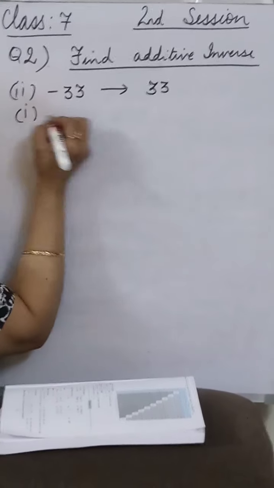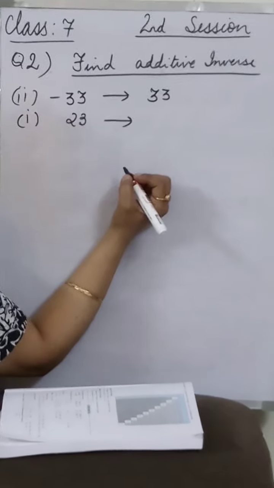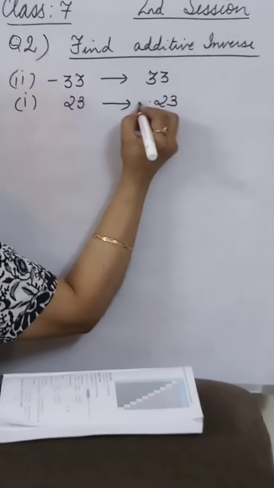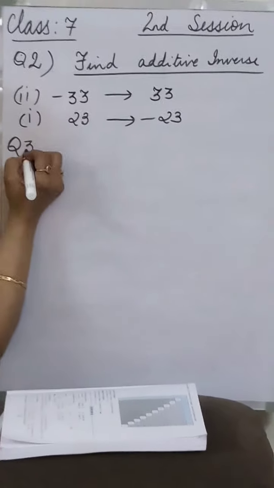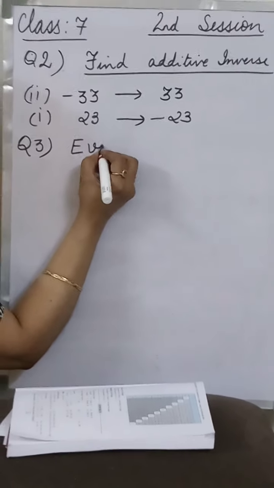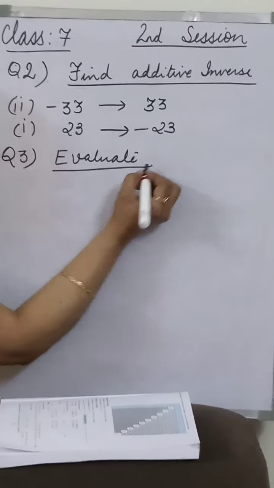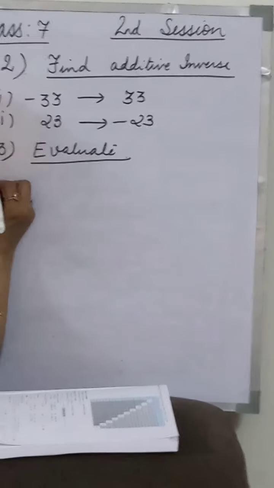I do the first part also. It is 23. What will be the additive inverse of 23? It will become 23 and it has plus, so it will have minus. Got it, everybody? Third part, question number 3, they are saying evaluate. Evaluate means we are looking for the value of the given expression. So again I do two bits for you.